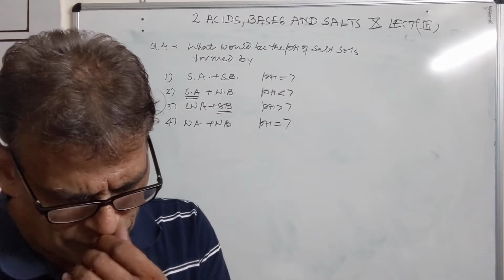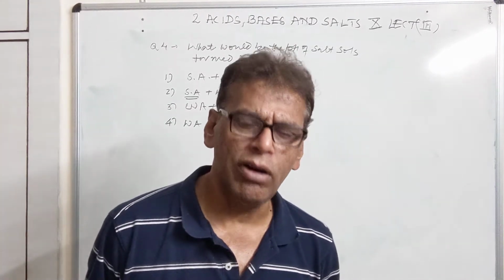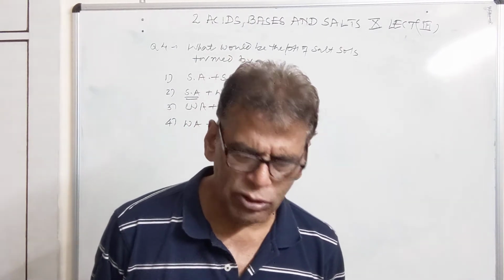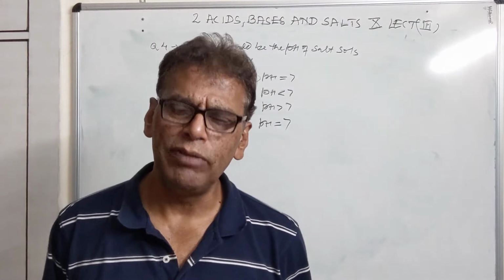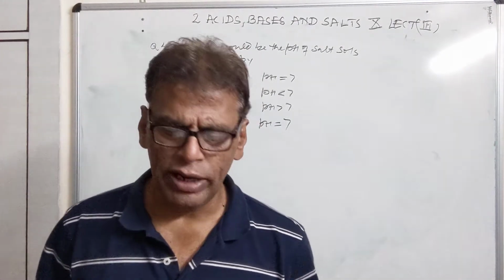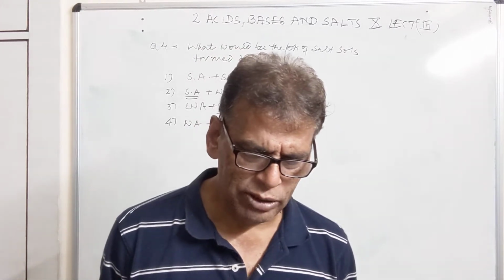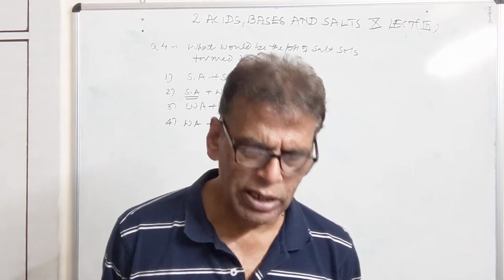Then we have a few solutions. Sodium chloride is soluble in water, and it has no action on the litmus paper. The pH of this solution will be 7. It is a salt of a strong acid and a strong base. It will be a neutral solution. Then we have KNO3. It will behave similar to sodium chloride.